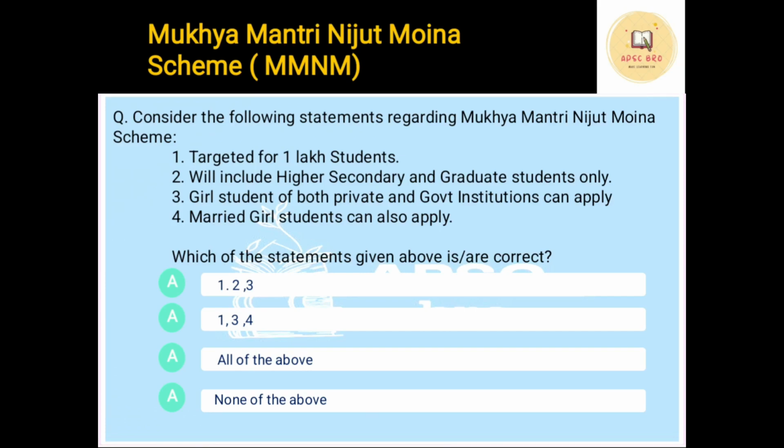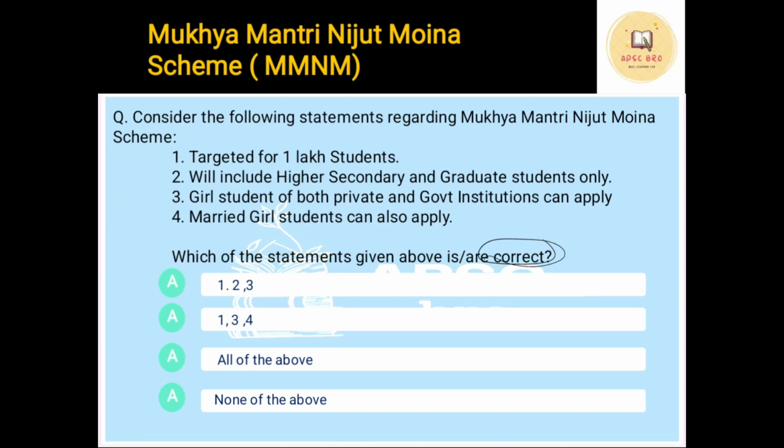First thing, consider the following statements regarding the Mukhyamantri Nijut Moina scheme. Which of these statements are correct? You have to pick out the correct statements out of these four. The first statement: this scheme is targeted for 1 lakh students. Option 2: it will include higher secondary and graduate students only. Option 3: girl students of both private and government institutions can apply. And the fourth statement: married girl students can also apply.